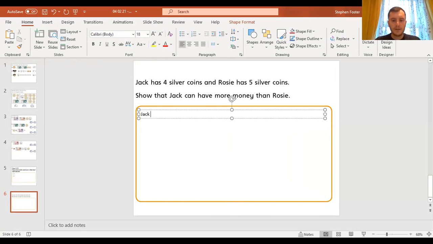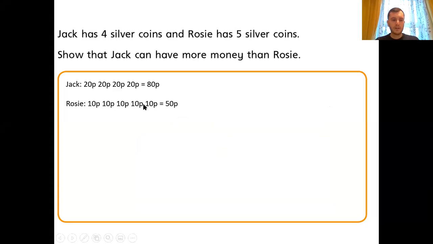So I would imagine that Jack has 4 20p pieces. So 20p, 20p, 20p, and another 20p. So that is equal to 80 pence in total. 20, 40, 60, 80. Rosie might have just all 10p pieces. She's got 5 of them. So 10p, 10p, 10p, 10p, 10p. And if I count in tens, it goes 10, 20, 30, 40, 50. So Rosie would have 50 pence altogether. And that's the way I would show it for those two.